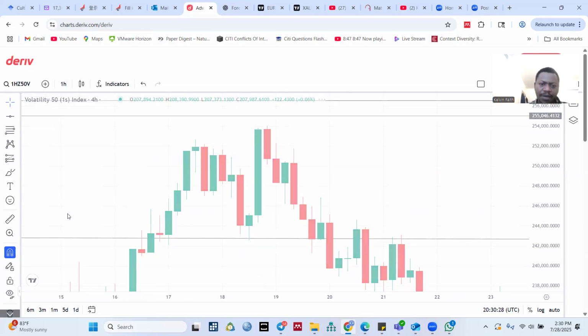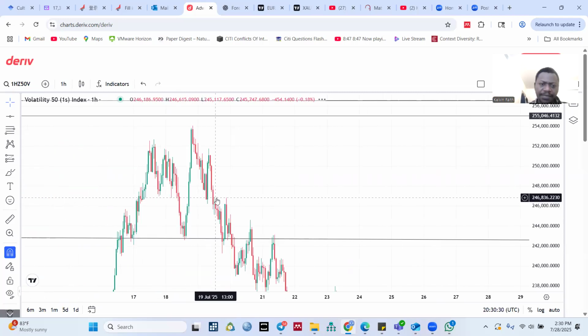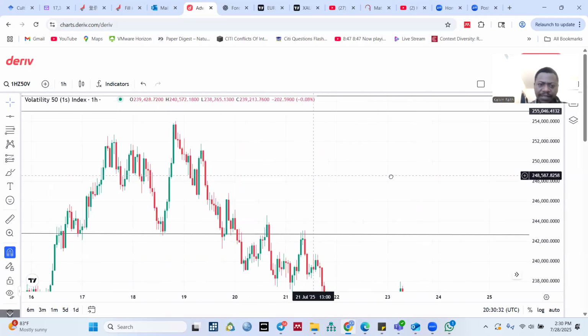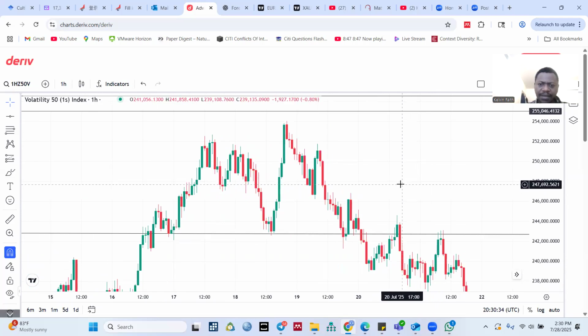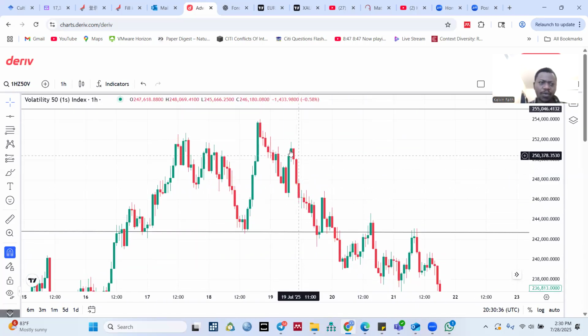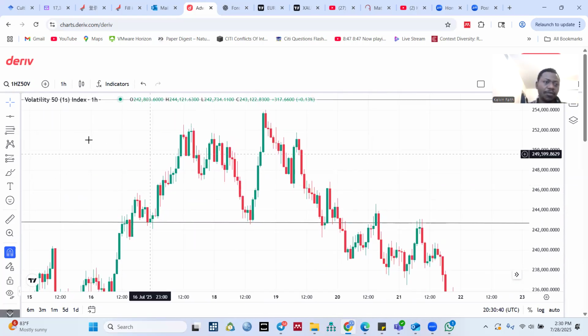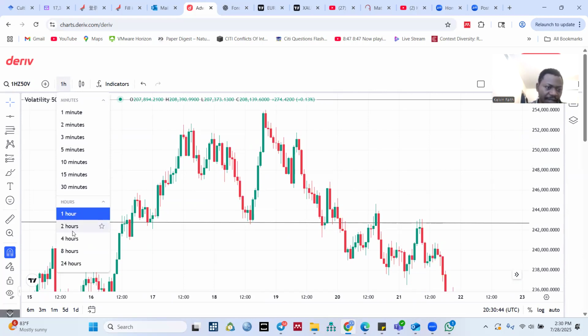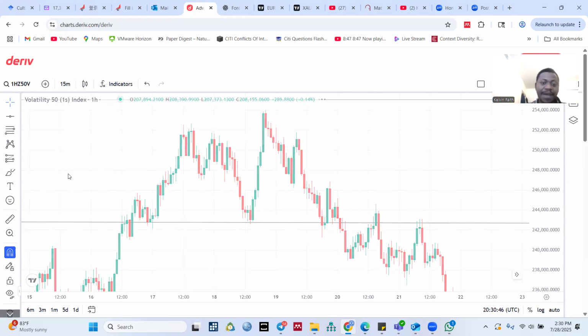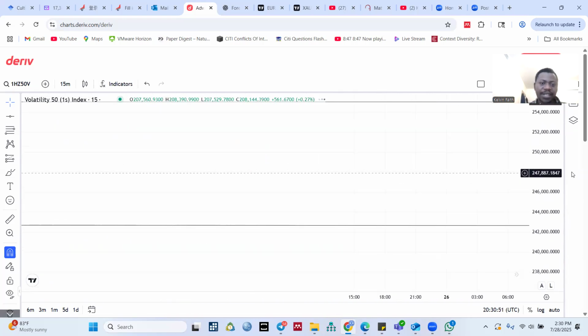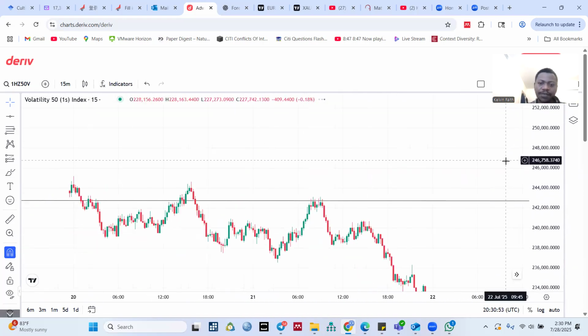So let's go to 1 hour time frame. On the 1 hour time frame, this is how it looks. Most of us will not take the trade on 1 hour, but we'll take the trade maybe on 15 minutes. So let's move to 15 minutes, because now we have had confirmation of a change of character.